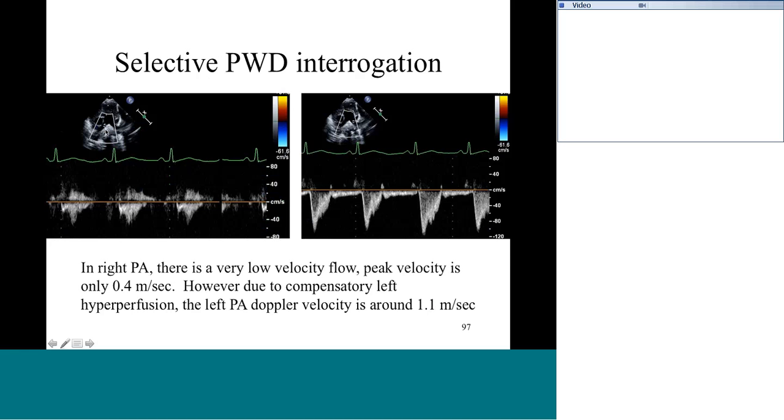Let us put the Doppler into the right, there is hardly any blood flow. Put it into the left, there is a good blood flow. So what is happening here? There is a compensatory hyperperfusion of the left lung with relative redistribution of the blood. Right lung is not getting blood supply at all.